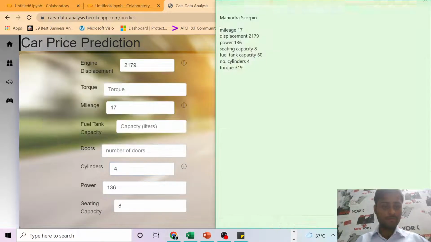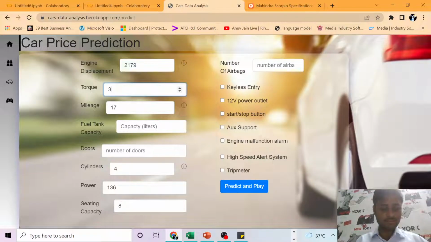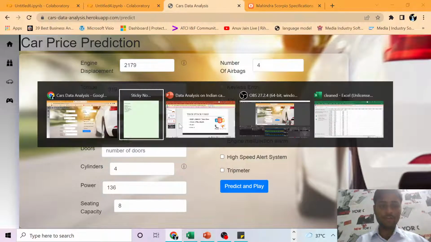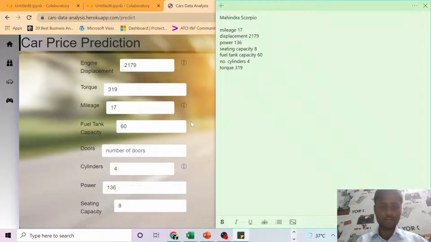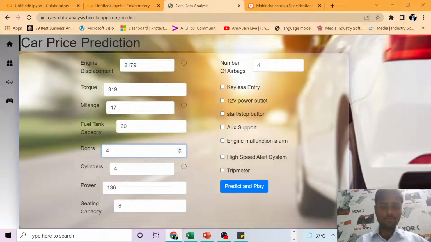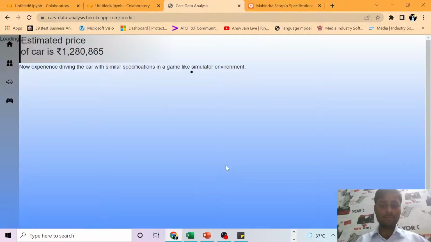What is left? Torque. Torque is around 319. Number of airbags are 4. Fuel tank capacity is 60 and number of doors are 4, and we'll select the different parameters separately. So these are the only parameters which are available. Now we click on predict.